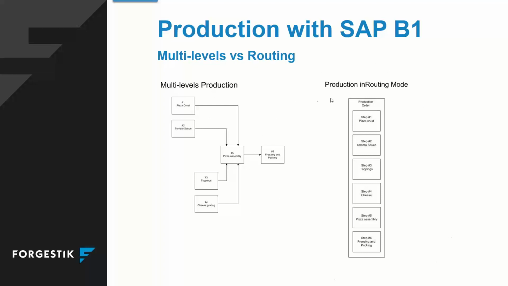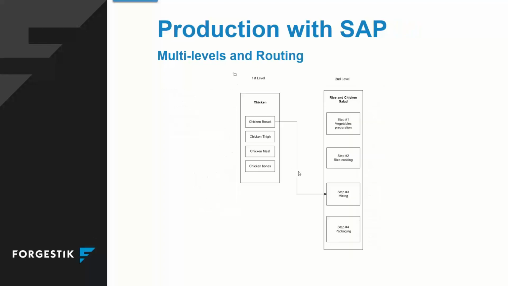Now with SAP Business One, we can organize everything in a routing mode where we put each of these production orders in a single production order and go through steps. We will do more or less the same today.